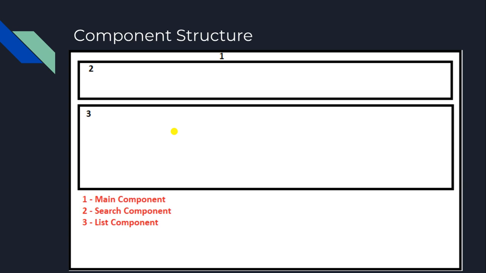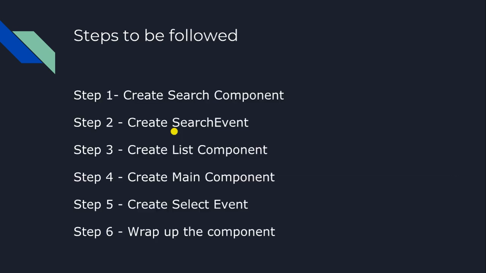So talking about the component structure, it will be completely the same as what we learned about the custom lookup for a single record. There will be two components, a search component and a list component, and there will be the main component that will be called the container component. The steps that we need to follow will be the same as we discussed while creating the lookup for a single record. So let's go ahead, and in this tutorial we'll be reusing the components that we developed in our previous tutorial.